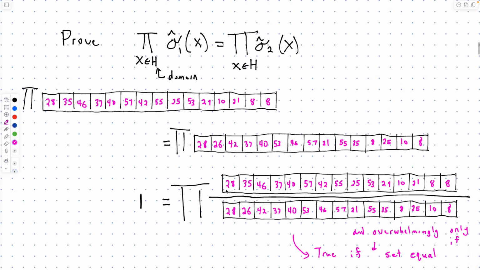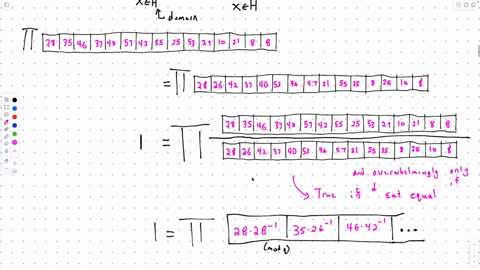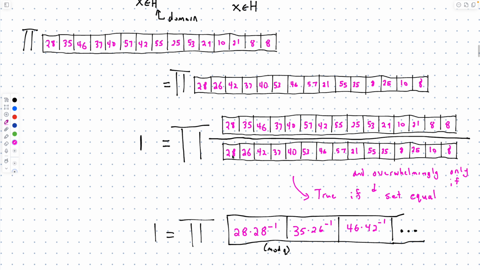Okay, now, what does it mean to divide? Can I divide? So remember, everything we're doing is mod P, or mod Q. So I don't have division, but what I have is the inverse, and so I can multiply by an inverse. So when I say 28 divided by 28, what I'm thinking is 28 times the inverse of 28 mod Q. 35 divided by 26 is like 35 times the inverse of 26, 46 times the inverse of 42 mod Q.